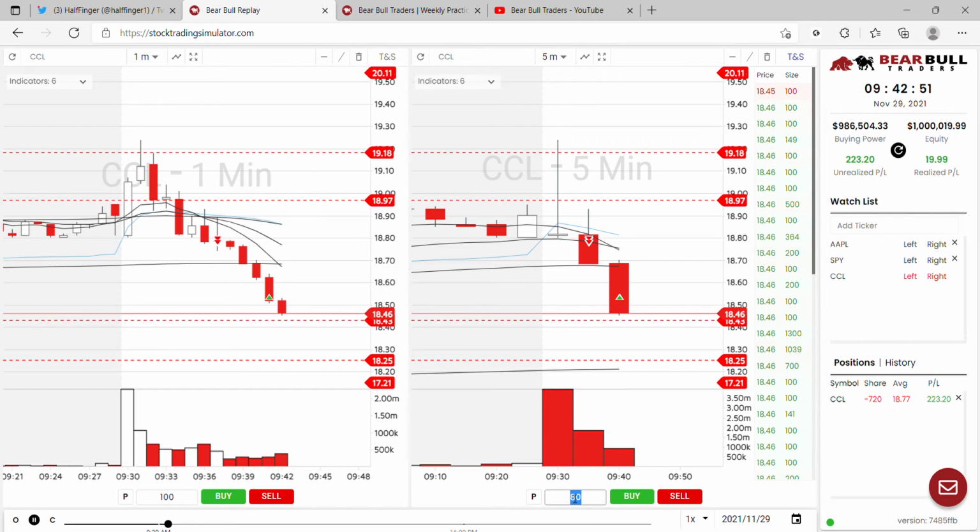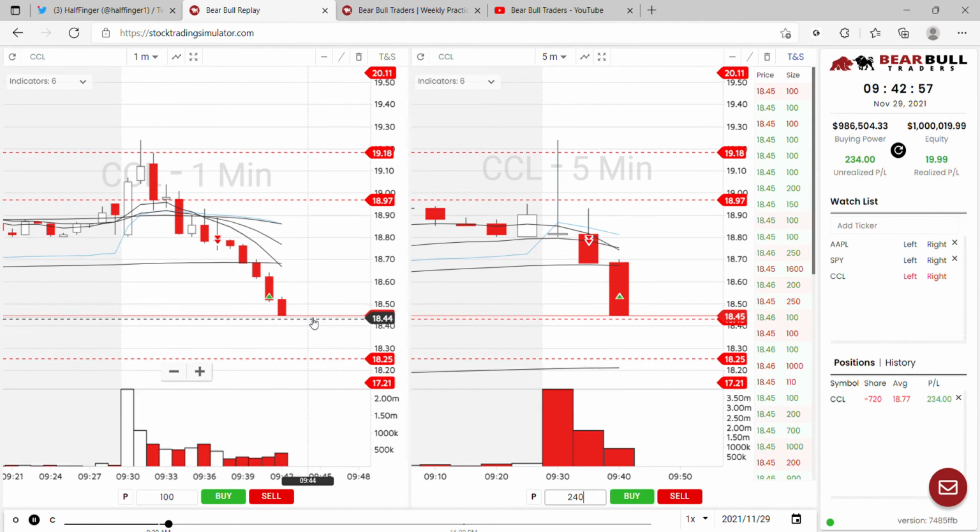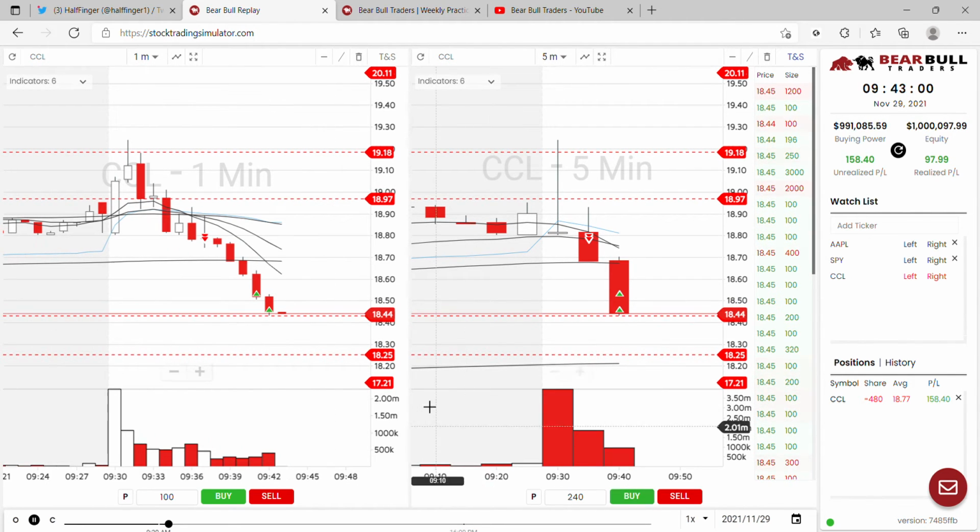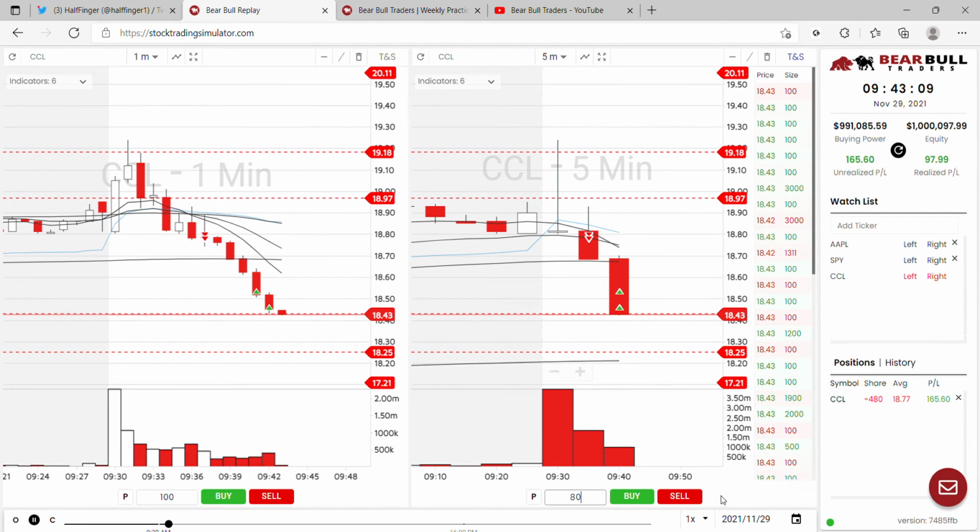So we take off a bit more. So this is a really nice move. So I took about 30% at that moving average. And that's just my style. I like to scale out.